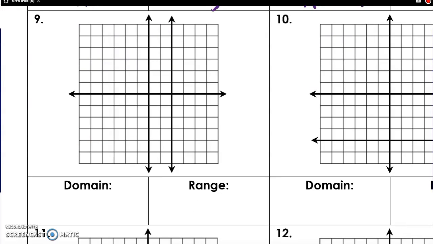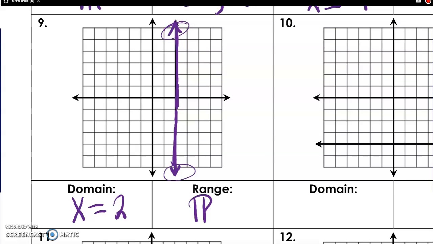These should almost be the easiest ones, but they end up being the hardest ones. We only have a line going straight up and down. That means the only x value you have is 2. So your domain is actually x equals 2. Every single ordered pair on that line has an x value of 2. Nothing else is possible. So it is possible to have an equal sign for your domain or range. If you have a straight up and down or straight across line, you're going to have an equal sign. Your range, you have an arrow going down and an arrow going up. It never stops, so all real numbers.